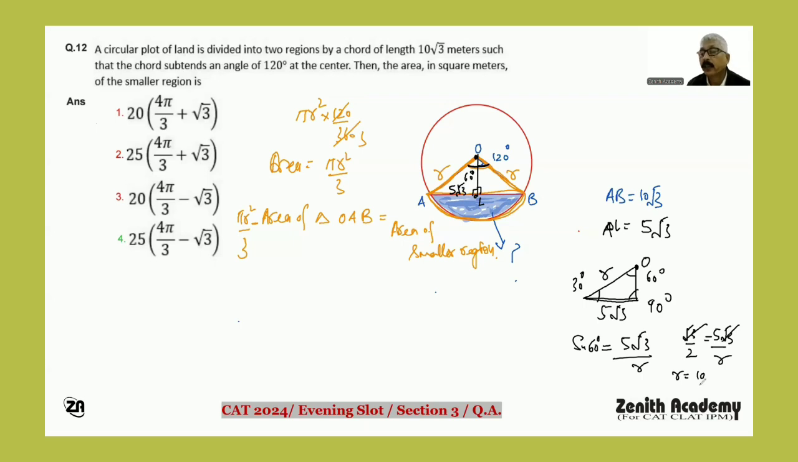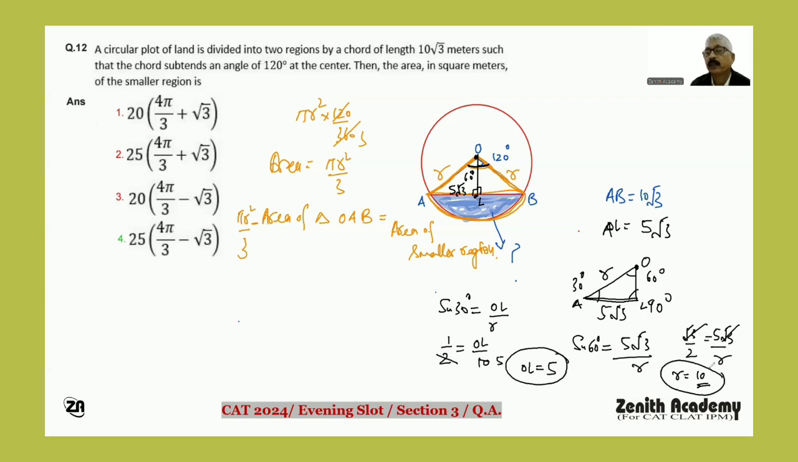So here R is 10. You know it is O, L, and this is A, L. So here R is 10, 5 root 3 is AL. OL you can also find: sine 30 is equal to OL upon R. R we recently calculated as 10. Sine 30 is 1 by 2. OL by R, R is 10, so this is 5. OL is 5. Now you have OL 5.